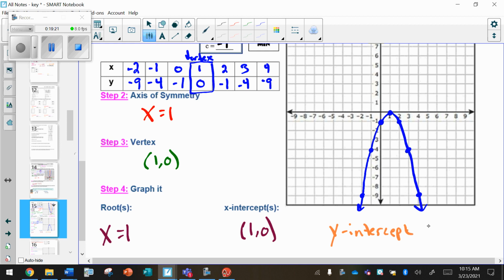Our y-intercept is where the graph crosses the y-axis. That would be (0, -1). That would be our y-intercept right over here. Sometimes they ask for the y-intercept, so I just thought maybe I'd go through it with you real quick. No big deal. That's where you find it.